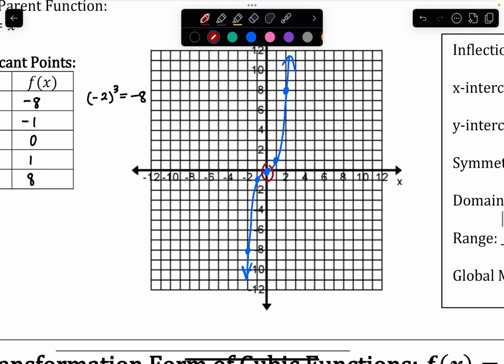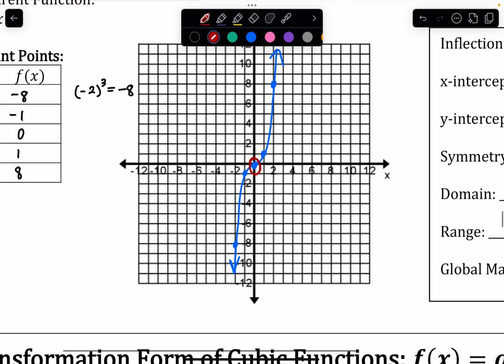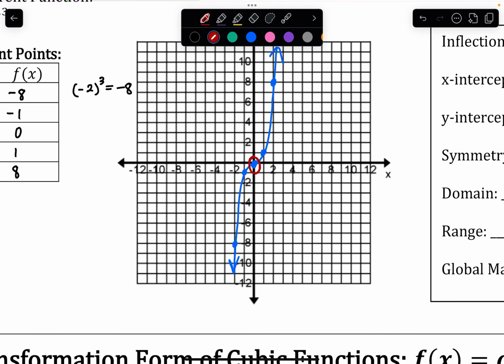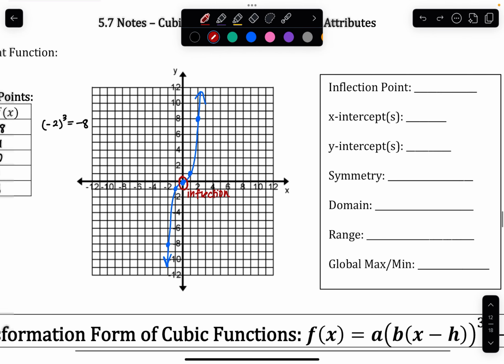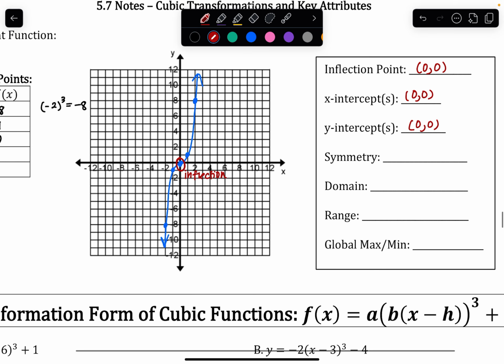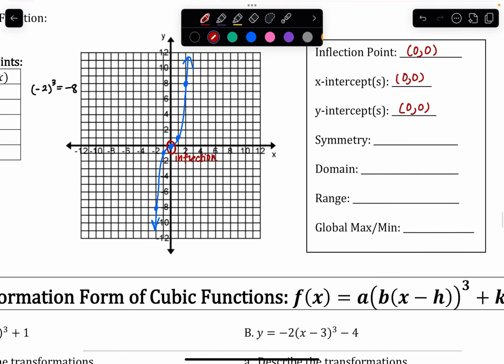This point in the middle where it changes direction from opening up, or it's called change in concavity, is called an inflection point. It's going from concave up to concave down. And so the inflection point for the parent function is (0, 0). We can see that it crosses the x-axis at the origin, which means it also crosses the y-axis at the origin. So the x and y-intercept are the same. They are (0, 0). And then the symmetry of this graph is rotational symmetry.